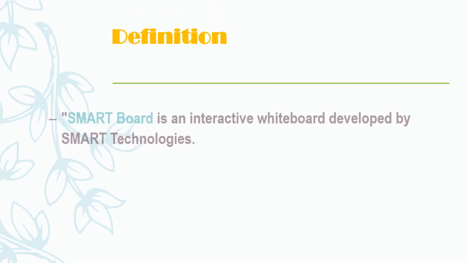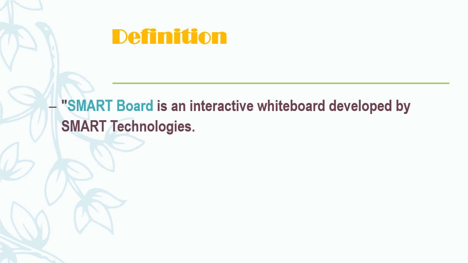First of all, let's define the SmartBoard. The SmartBoard is an interactive whiteboard developed by Smart Technologies. So Smart here is a brand name. What do we mean by interactive whiteboard? I mean, you can use a pen, which is called a stylus, or your finger.